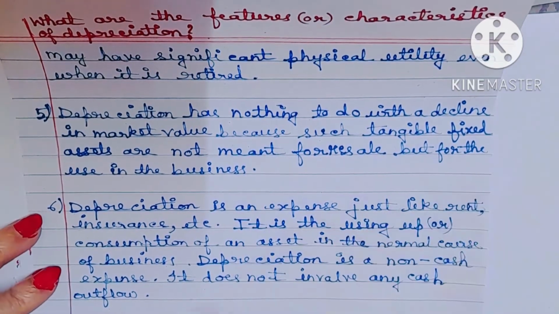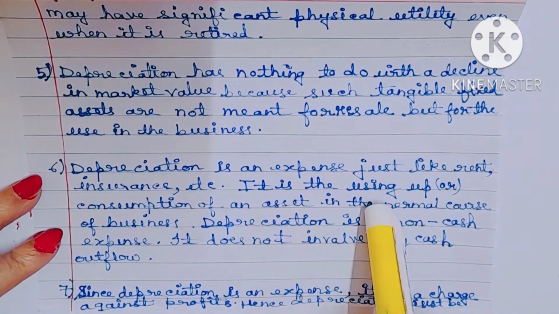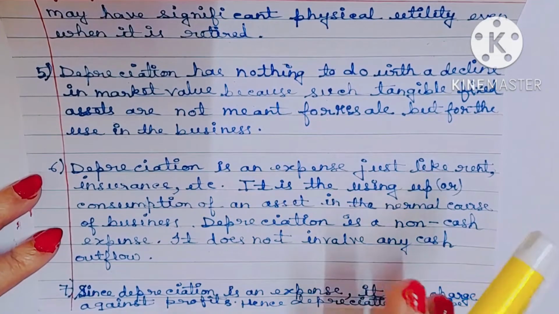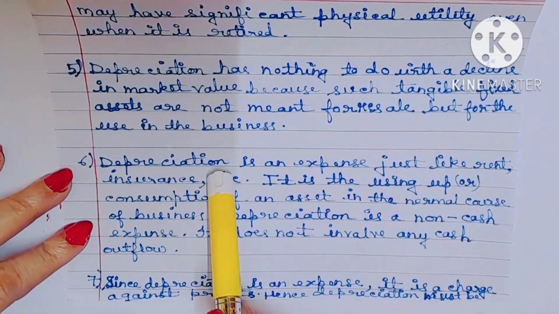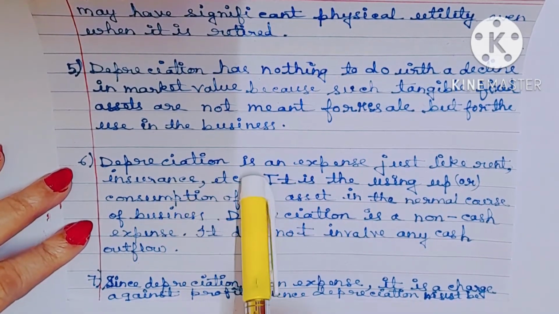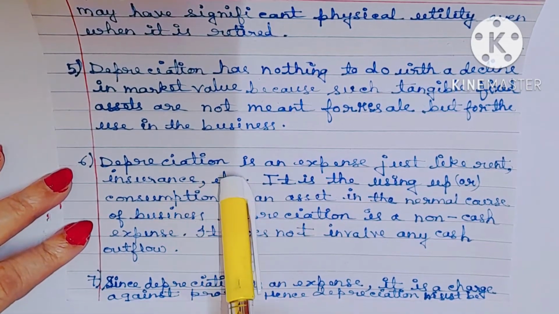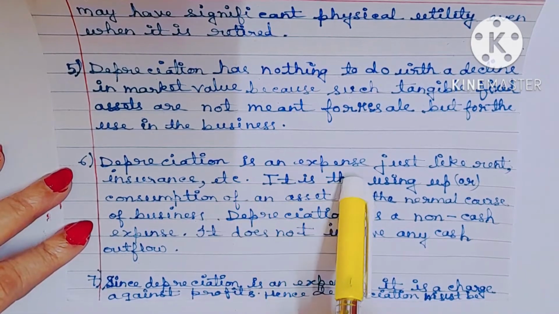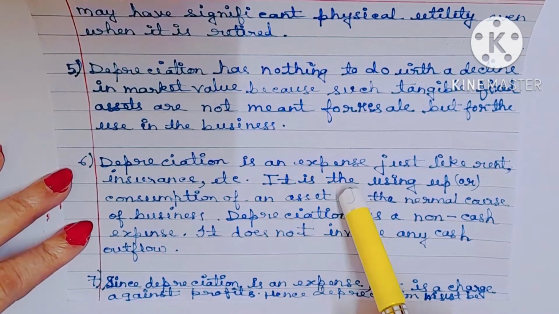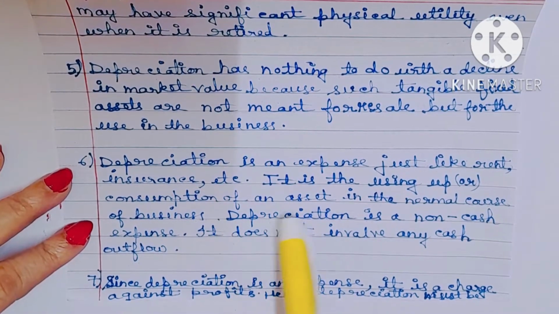Number 6, depreciation is an expense just like rent and insurance. It is the using up or consumption of an asset in the normal course of business. Every year you have to charge depreciation. So this is an expense. I have taught you in the journal chapter, the first chapter, depreciation comes under nominal account. According to the nominal account rule, all losses and expenses are debited. So depreciation is a loss or an expense for the business. Because every year you have to charge depreciation, just like rent and insurance, these are expenses.